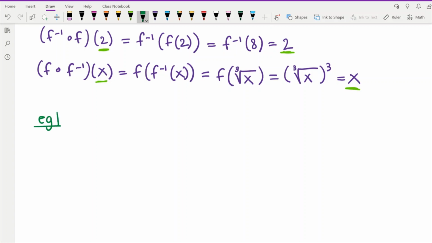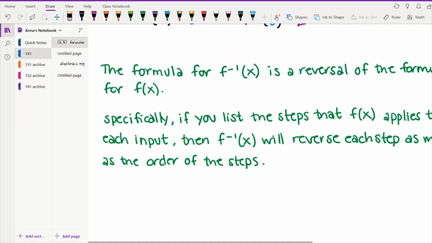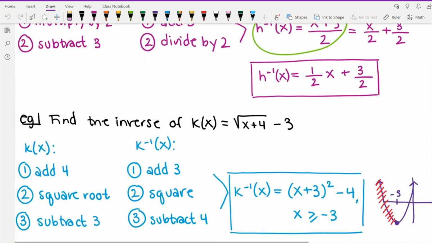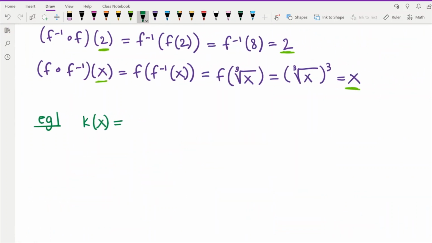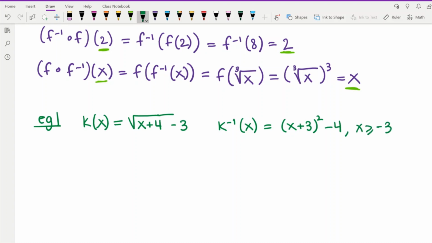Let's do one of the ones that we had earlier today, one of the slightly more complicated things. We had the function, I think it was k of x. Let me just check, not that it matters that much. So this one: k of x is equal to the square root of x plus 4, minus 3. And if you recall, the inverse function came out to be x plus 3 squared minus 4, and then there was a domain restriction, although the domain restriction is not really going to come into play here.